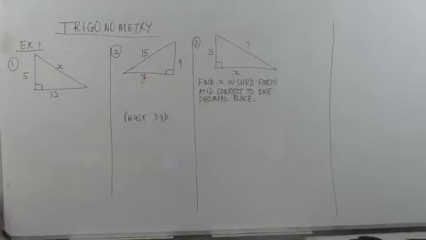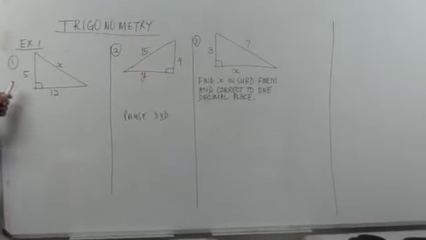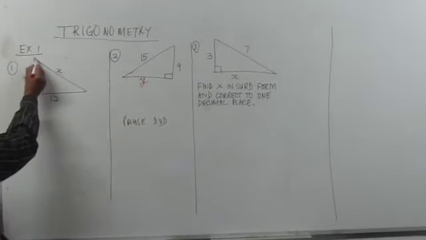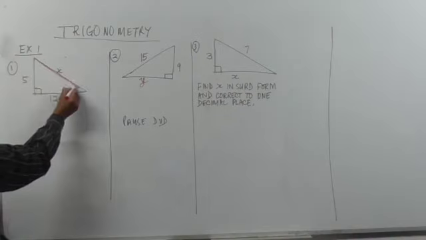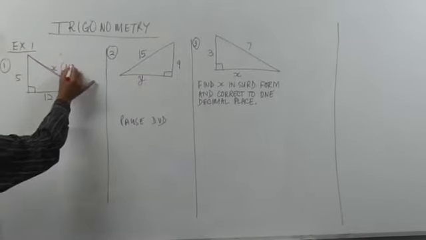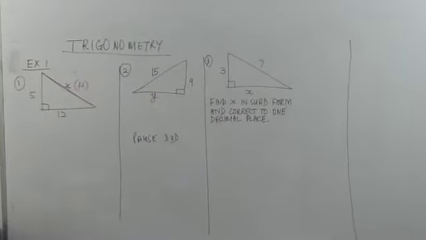Alright, welcome back. Now when you study number 1, it's always nice to put your hypotenuse in a different color so it stands out very clearly to you. So that's the hypotenuse, so that's h. So we're trying to find the hypotenuse.